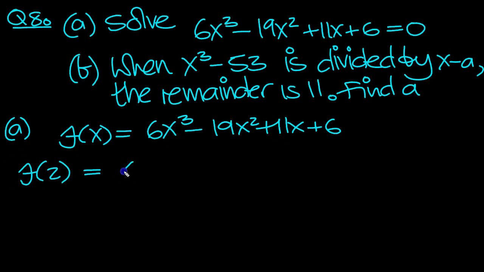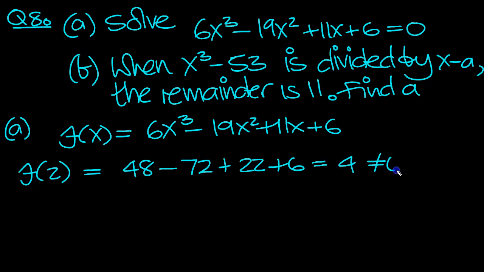6 times 8 is 48. 2 cubed is 8, 6 eights is 48, minus 4, 2 squared is 4, 19 fours is 76. Plus 22 plus 6. I thought that might be a 0. Let's have a look at it. 48, 70, 76 minus 72 is 4, which doesn't equal 0. So that's not great.